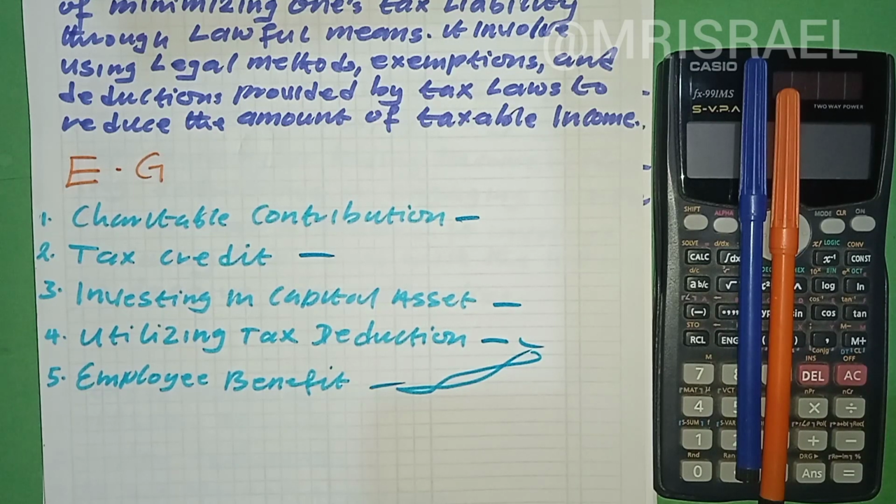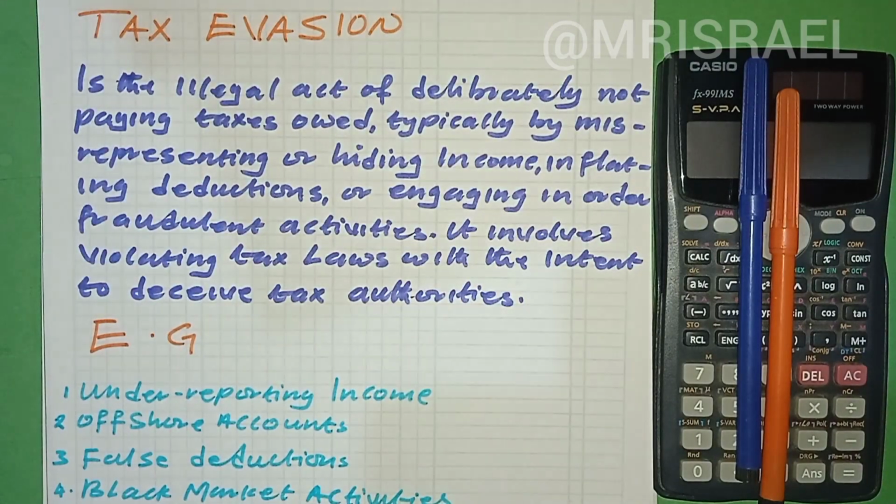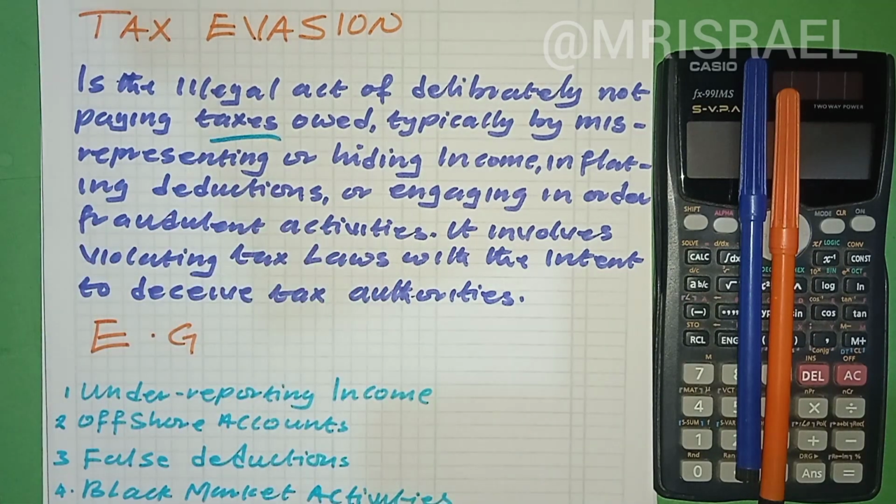So these are the techniques, methods, exemptions and deductions that you can use to reduce your tax liability. Now, let's check tax evasion. Tax evasion is the illegal act of deliberately not paying the tax you owe. That is just it. Deliberately not paying the tax you owe. You are owing 2 million, you don't want to pay at all. You are owing 5 million as your tax liability, you don't want to pay.